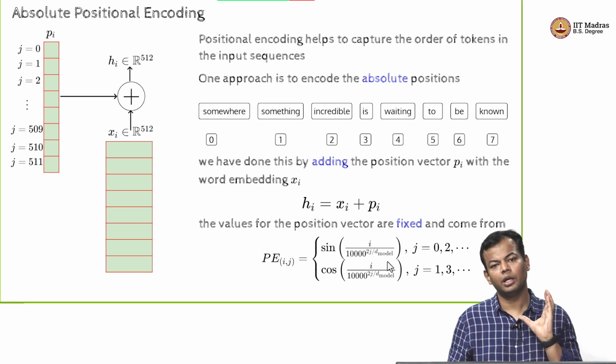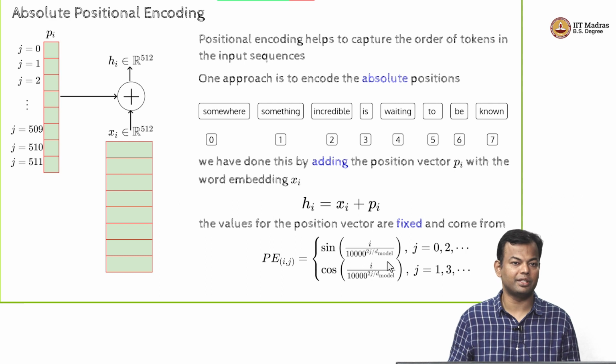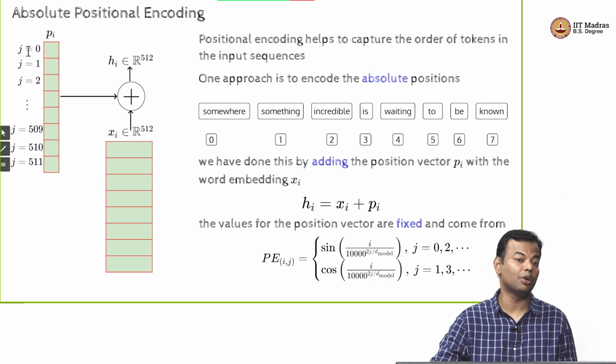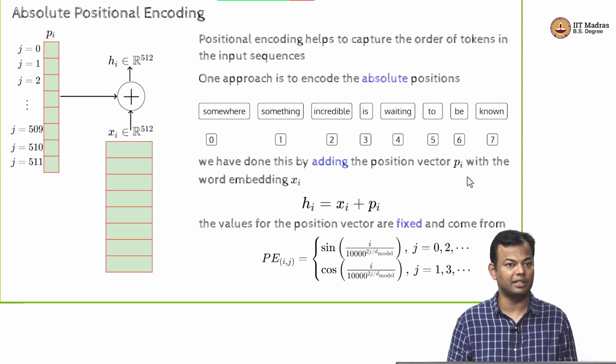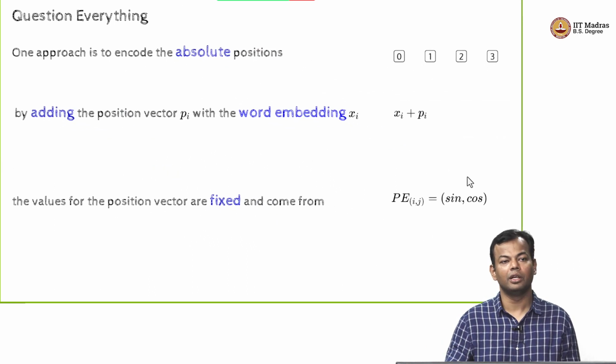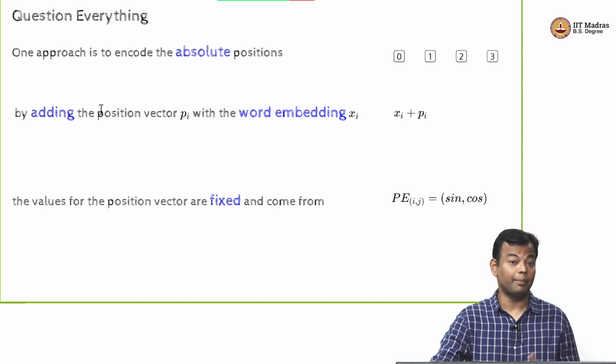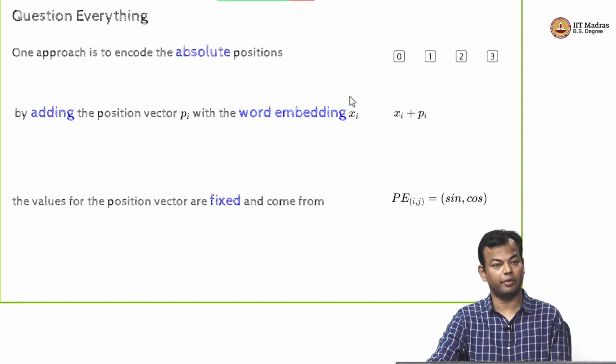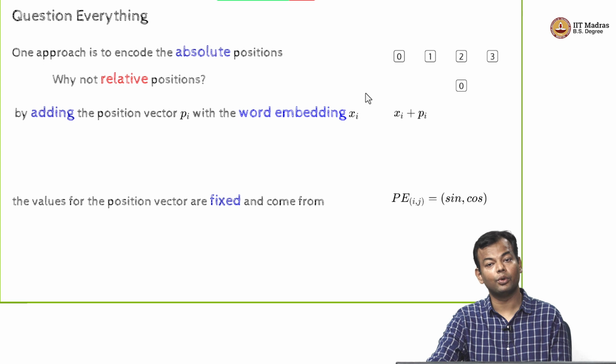So this is what the vanilla positional embeddings are, which are known as absolute position embeddings, because you have a position embedding for every position. It's not a relative position embedding, as we will see in this lecture. Now, one approach is to encode the absolute positions. That's what we have been doing so far. Why not encode relative positions, right?